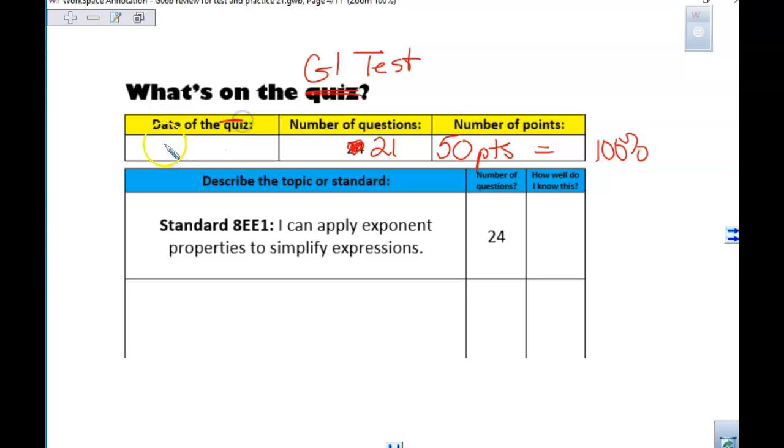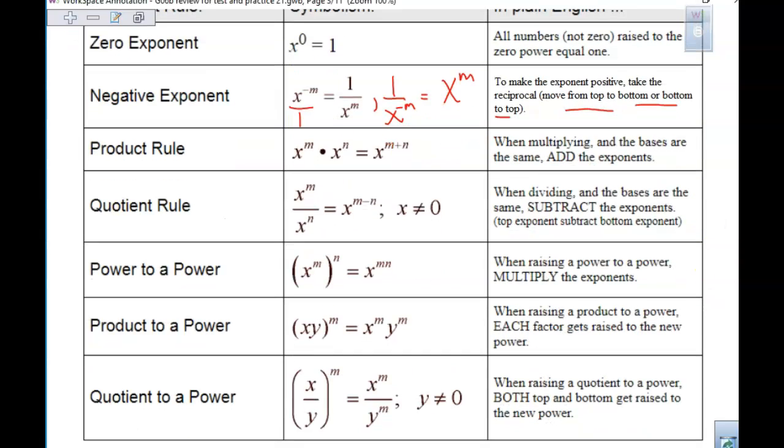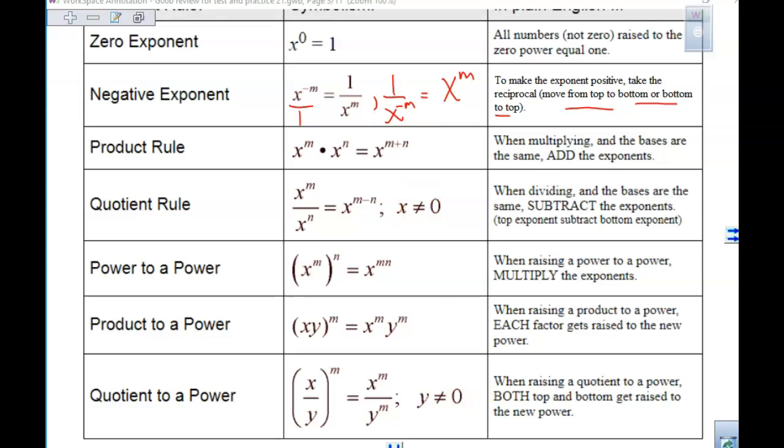So, it is Friday. I can apply the exponent properties to 21 questions. So I got to simplify everything. Everything has to be in simplest form. So there's really not that much to write down. This is the standard. I can simplify with exponent properties. So this previous page, these are my exponent properties. These are the ones that I kind of have to have down.